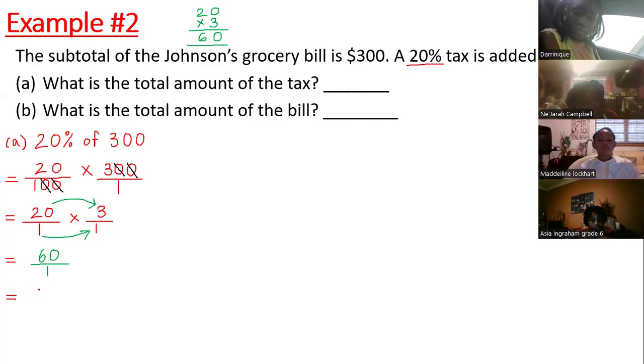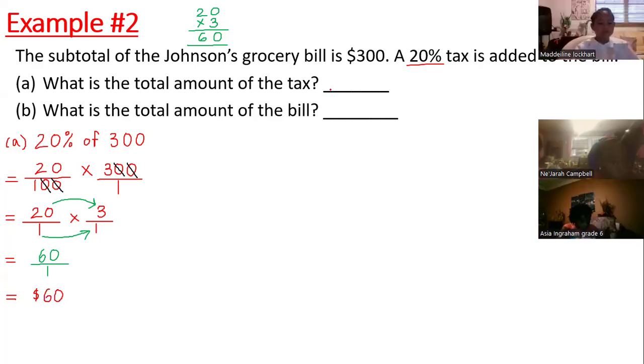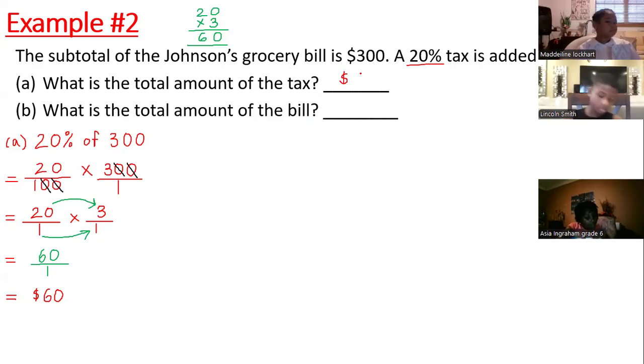Thank you so much. So that means that the total amount of the tax is going to be what? The total amount of the tax is going to be $60. Very good. I got my answer for B already.